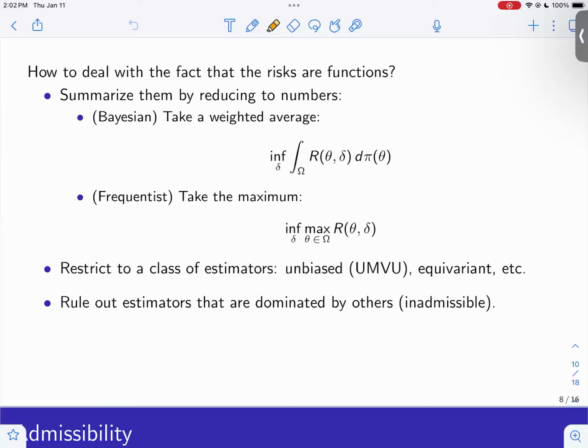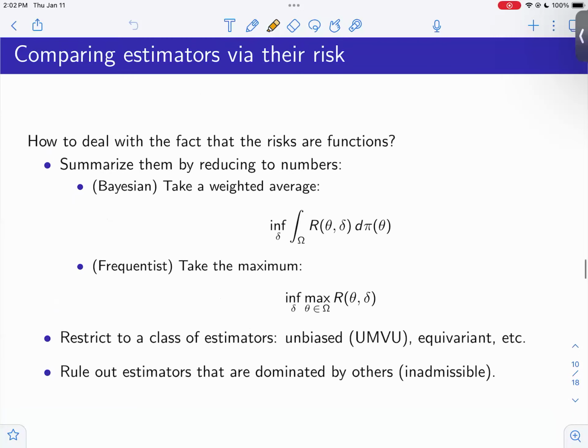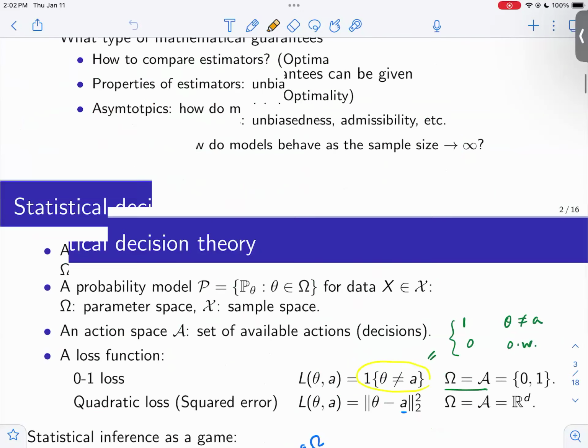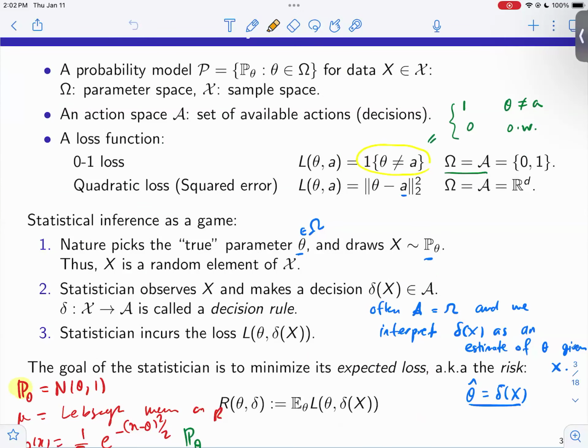Okay, no questions. So let me recap a little bit. You started talking about decision theory and went through some examples. So you start with a probability model, which is a collection of probability distributions parameterized by some parameter theta in some parameter space omega, and these probability distributions are distributions for your data X, which belongs to some sample space.